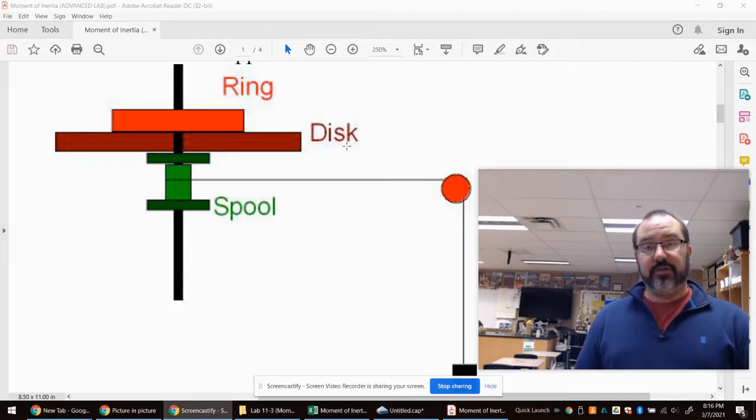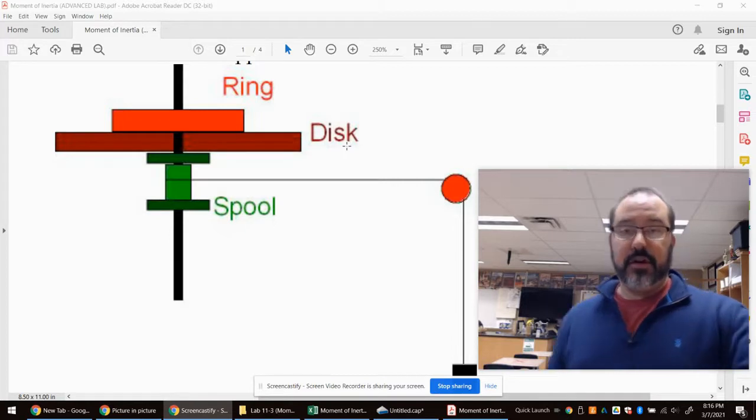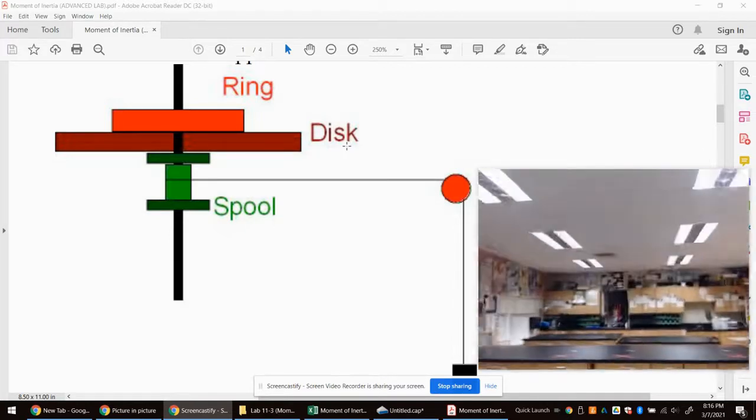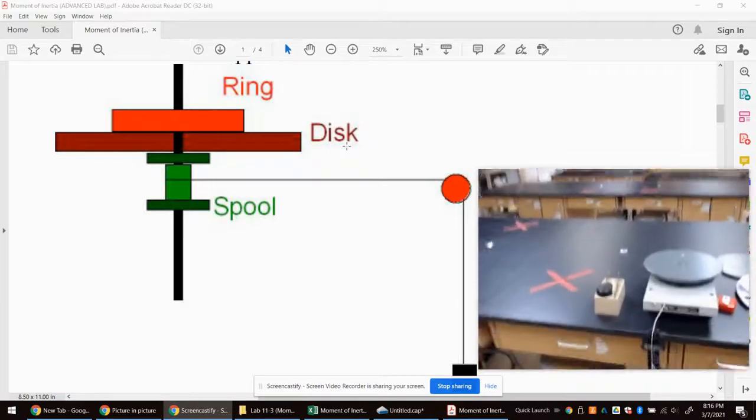We are then going to calculate, using the moment of inertia formulas that we have been given, the actual values for the moment of inertia based on the mass and the radius of those cylinders. After we've done that, we'll experimentally find if those values are correct. So let's get started. First, we have here the Pasco moment of inertia system.